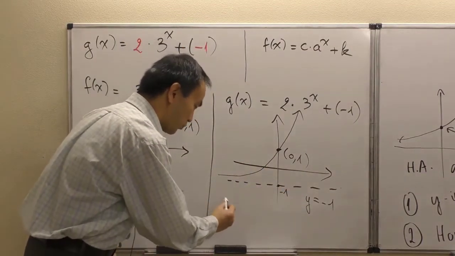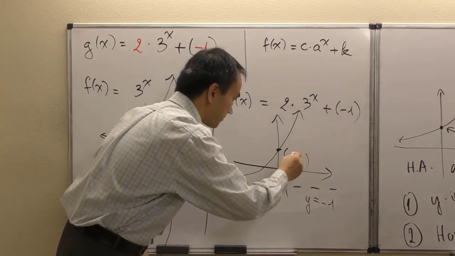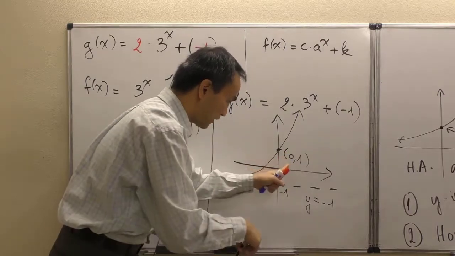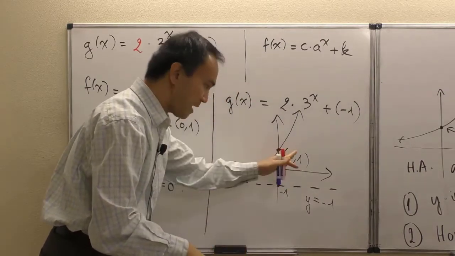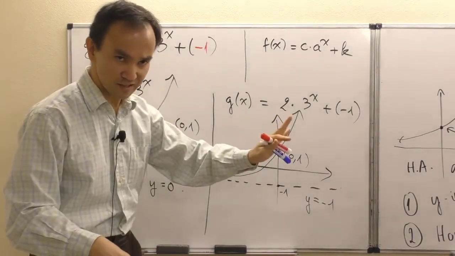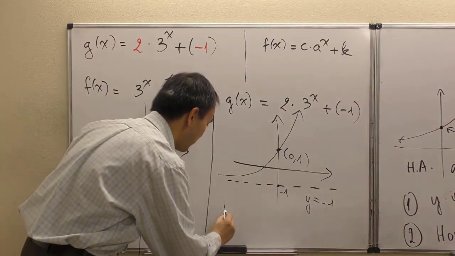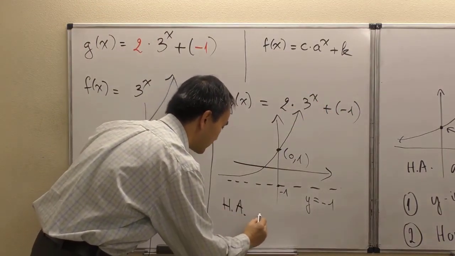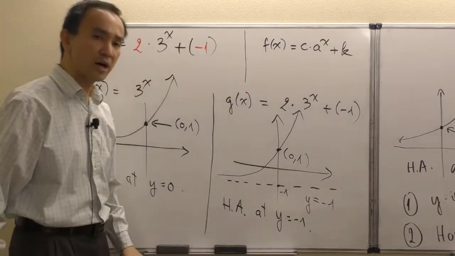So this is what we document from our observations right here. The vertical intercept, the y-intercept, is at 0, 1. It happens to be the same as the original parent function, but don't take that as an always. But HA for this problem is at y equals -1.